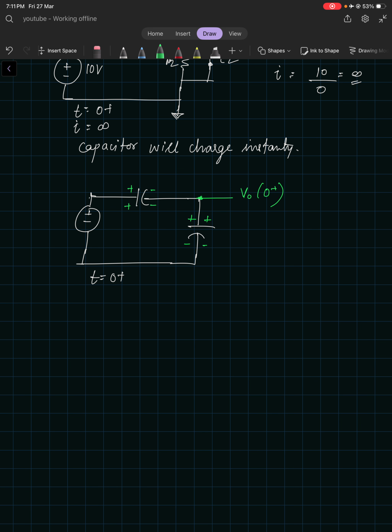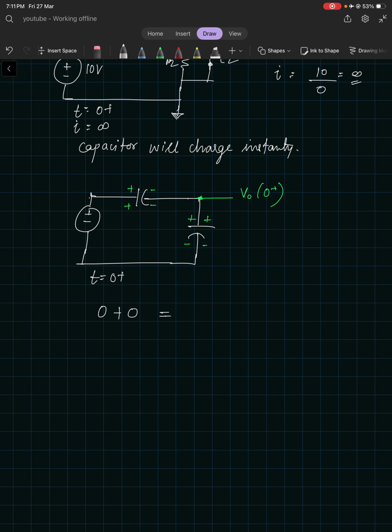Initial charge, since before applying the input, the capacitor was not charged. So definitely both the capacitors were uncharged. So I can write it this way: 0 plus 0, both were having 0 charge, right?